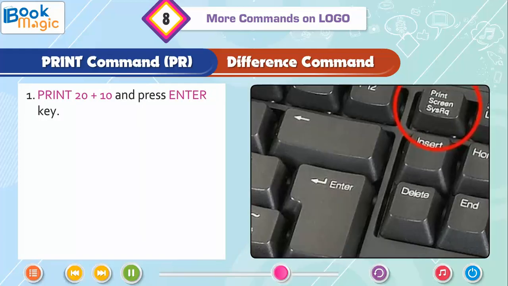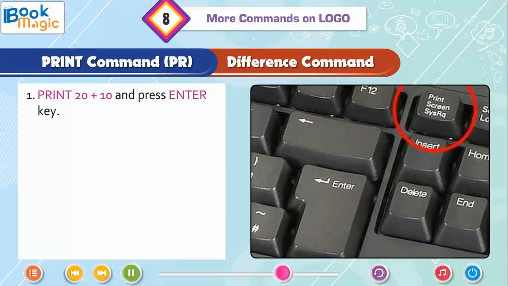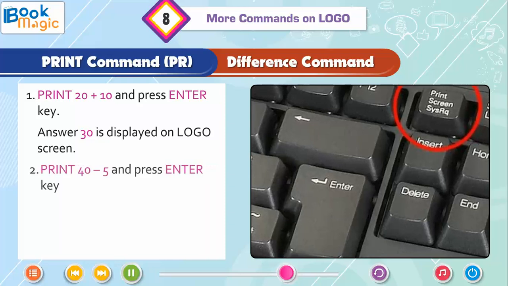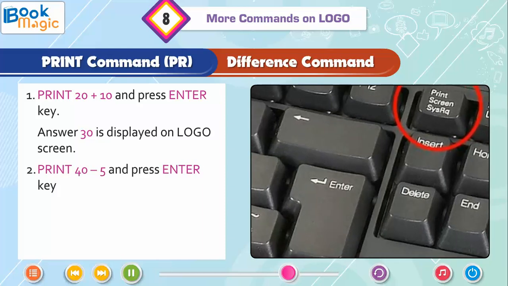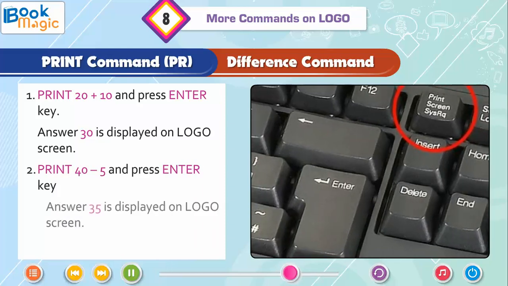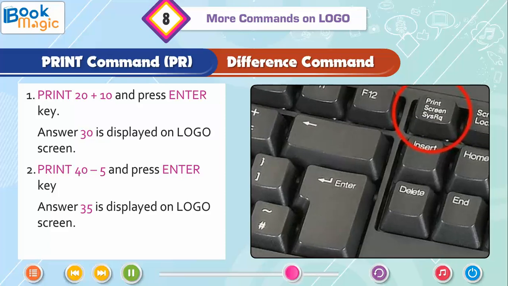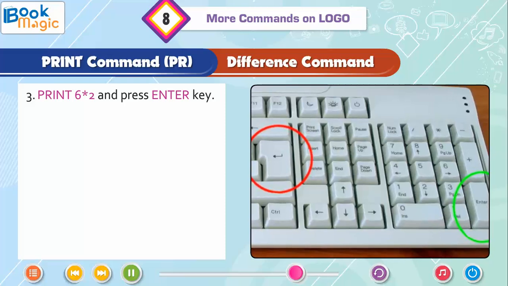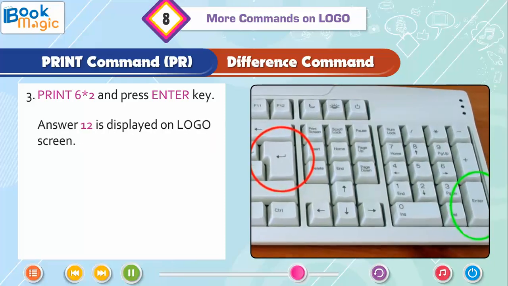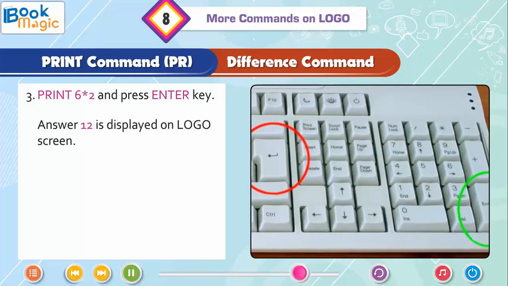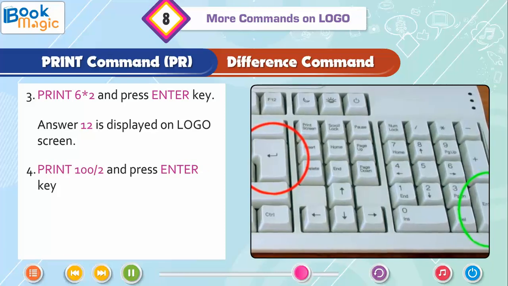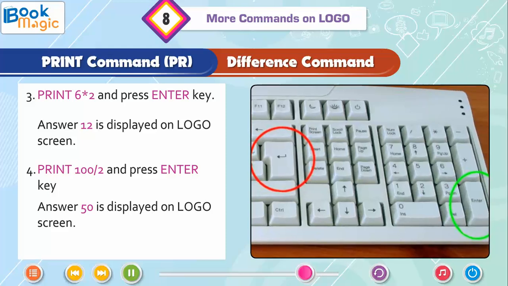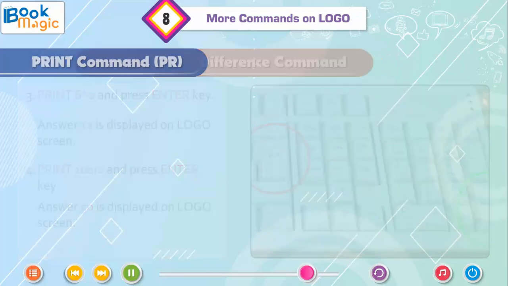1. Print 20 plus 10 and press enter key. Answer 30 is displayed on Logo screen. 2. Print 40 minus 5 and press enter key. Answer 35 is displayed on Logo screen. 3. Print 6 star 2 and press enter key. Answer 12 is displayed on Logo screen. 4. Print 100 slash 2 and press enter key. Answer 50 is displayed on Logo screen.